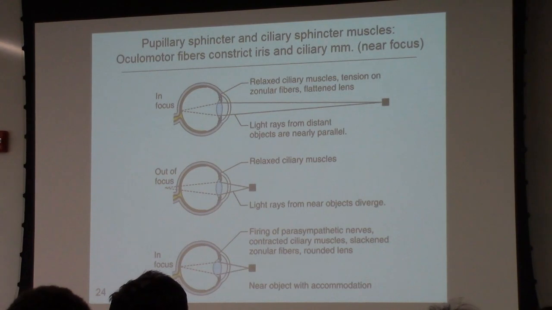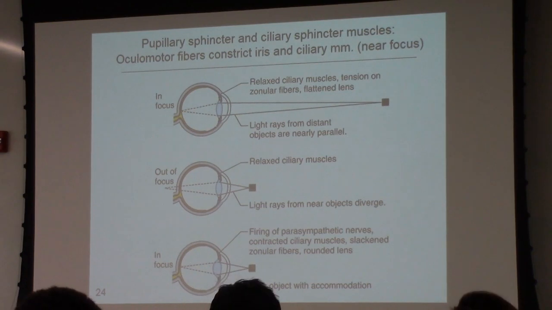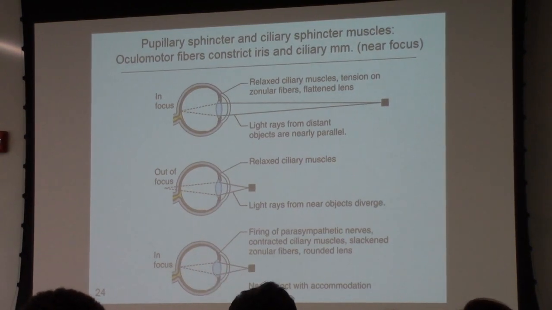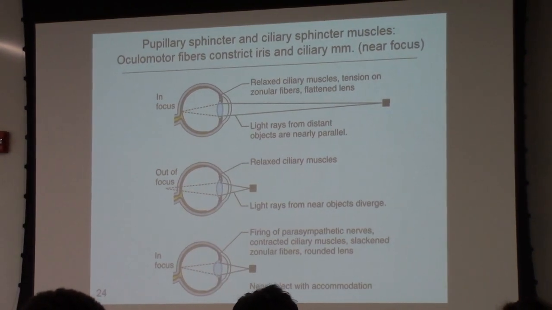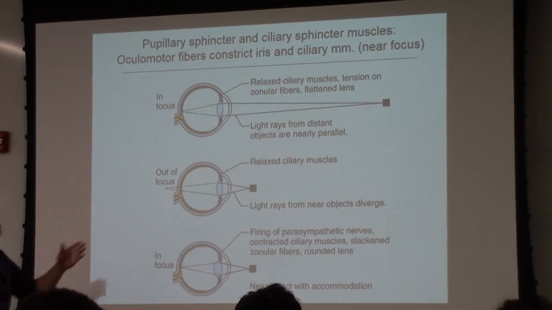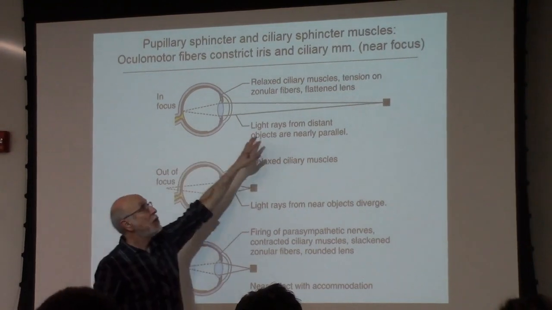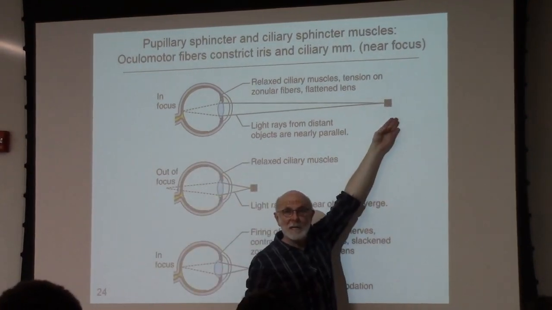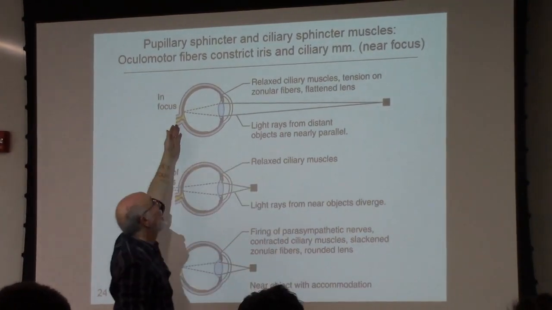So I've changed the shape of my lens in order to focus the image either of Maddie or of my finger. You can do it too. You put your finger here, and then focus on something behind your finger, and then focus on your finger. You are using your motor system to change the shape of the lens. So let's look at a distant object. Here's Maddie's image focused on my retina.